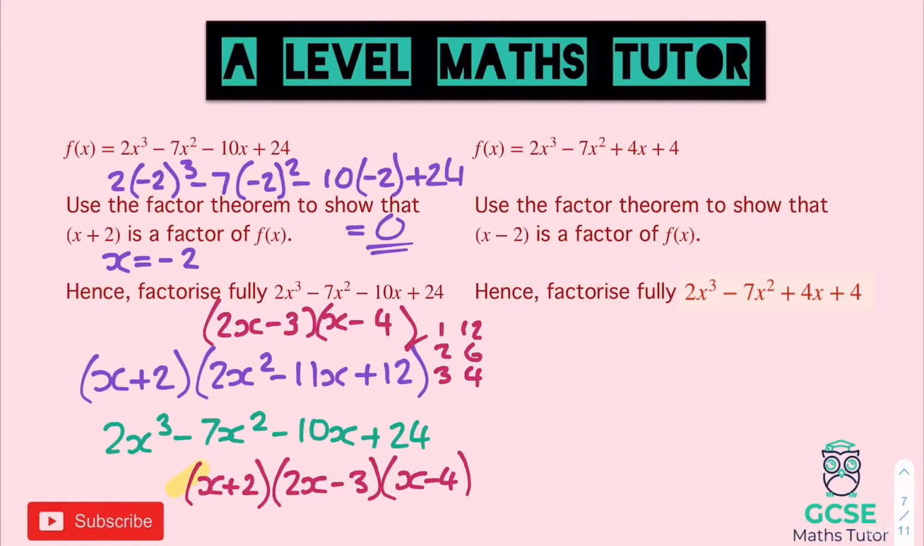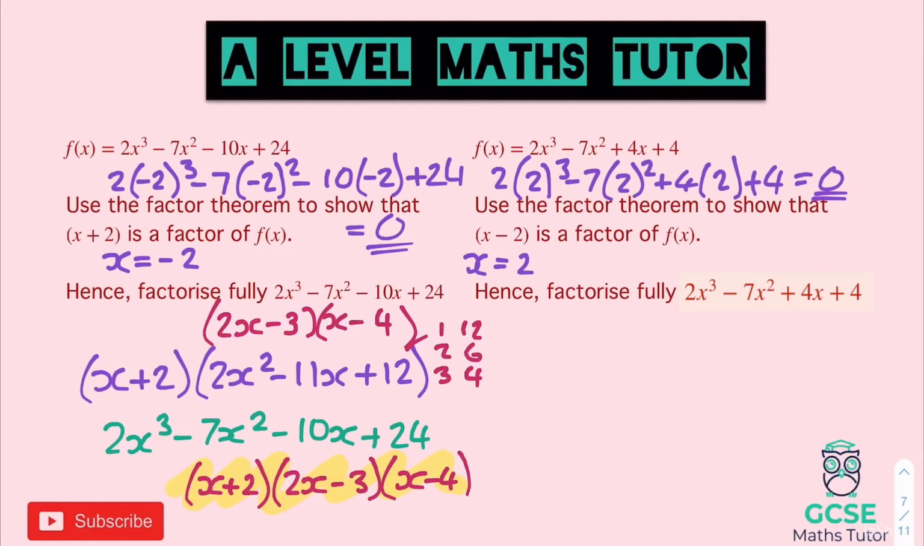Right, okay, there we go. So highlighting that off, that's our final answer, and on to our next one. So we've got x equals 2 for this one. So if we sub that in at the top, we have 2 lots of 2 cubed, take away 7 lots of 2 squared, plus 4 lots of 2, plus 4, and you put it all into the calculator and we get 0. There we go. So that's that bit proved.